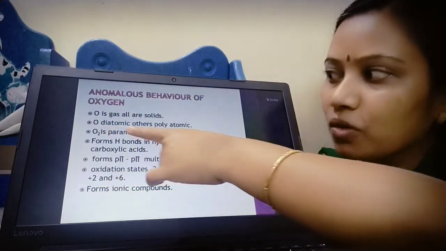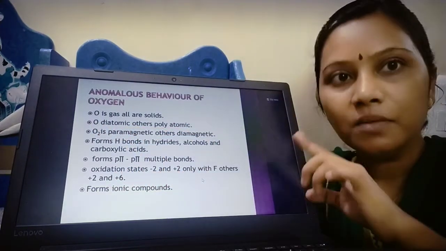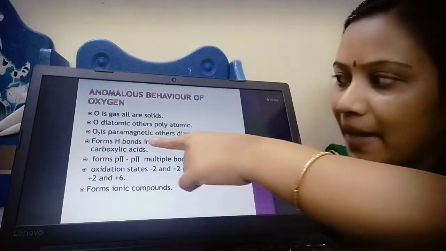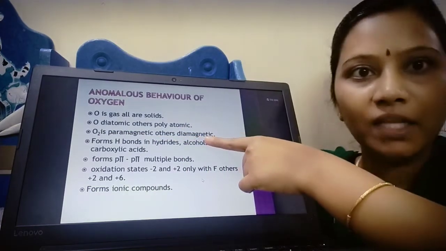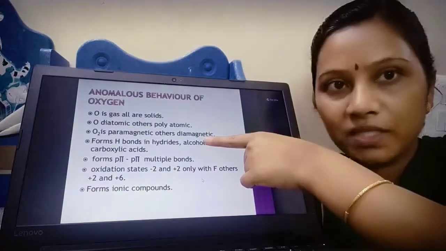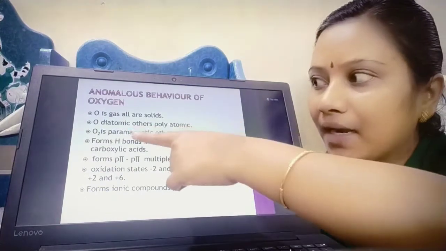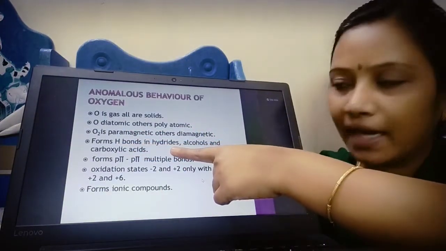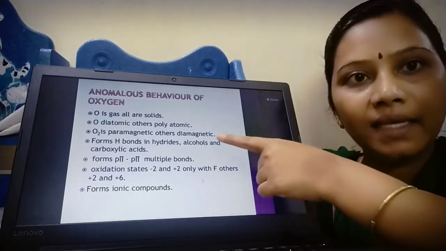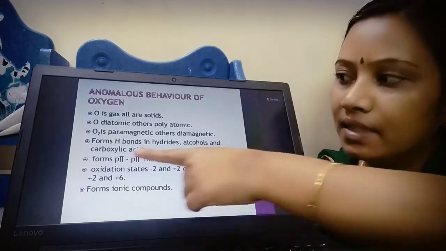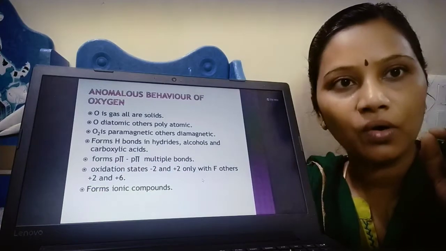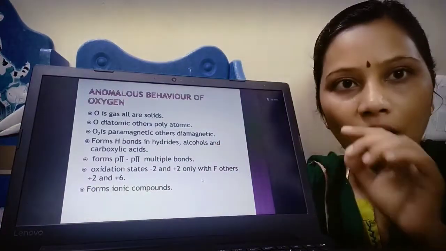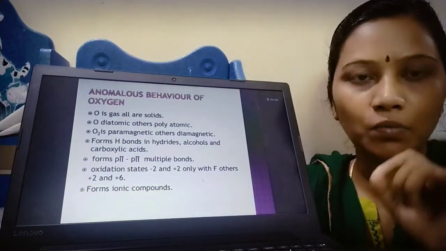Oxygen is also diatomic, all others are polyatomic. Oxygen is paramagnetic while all others are diamagnetic. You know what is diamagnetic? No? Those which don't possess any unpaired electron. But paramagnetic substances possess unpaired electrons. And they form hydrogen bonds, so hydrides will be formed. They also form alcohols and carboxylic acids because all end with OH, right? Alcohol ROH, carboxylic acid RCOOH.